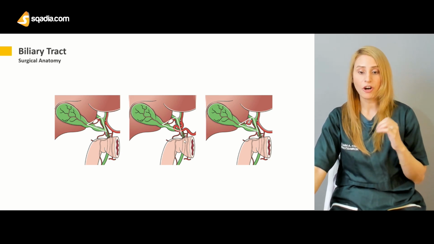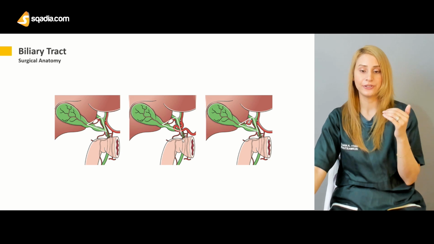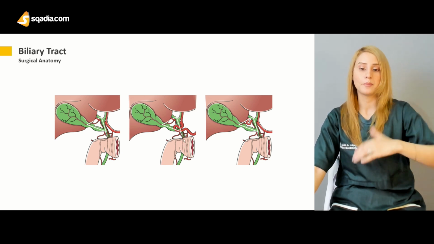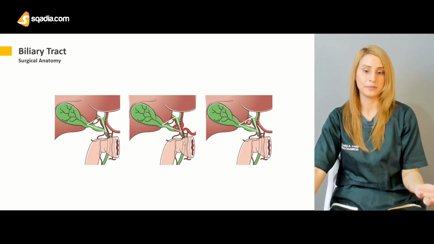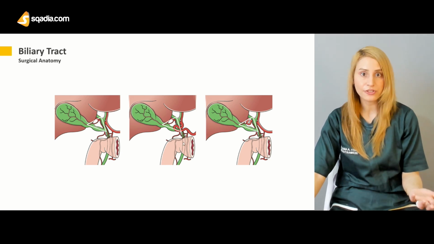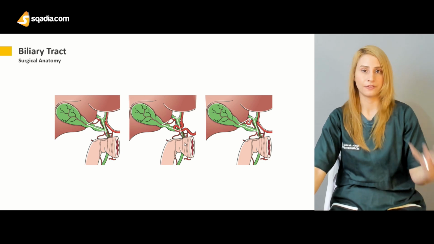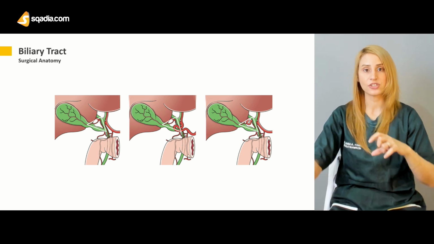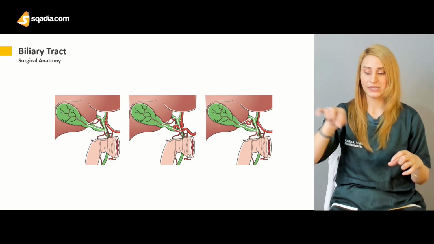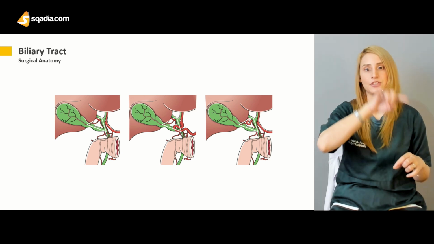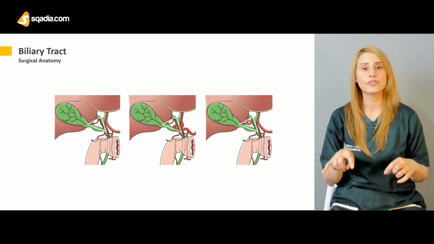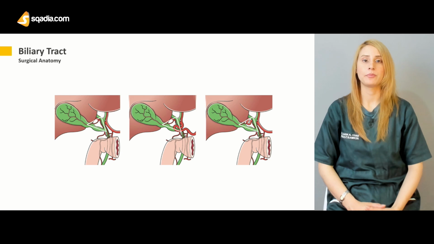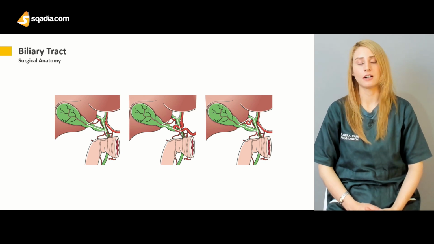So the part just above the duodenum is the supraduodenal, and this is the part which is behind the first part of the duodenum, the retroduodenal part of the common bile duct, and this is the intraduodenal. That means it's actually passing within the C-shaped curve of the duodenum. And just behind the fourth part of the duodenum there would be the infraduodenal part of the common bile duct.